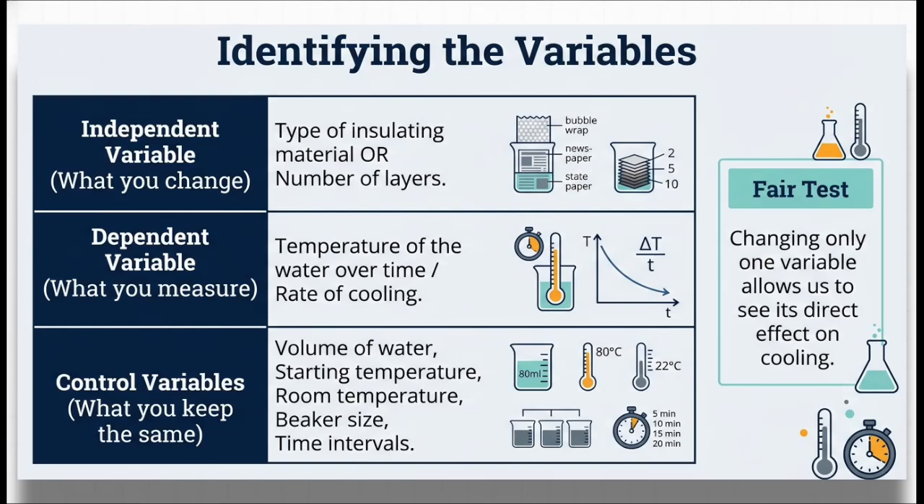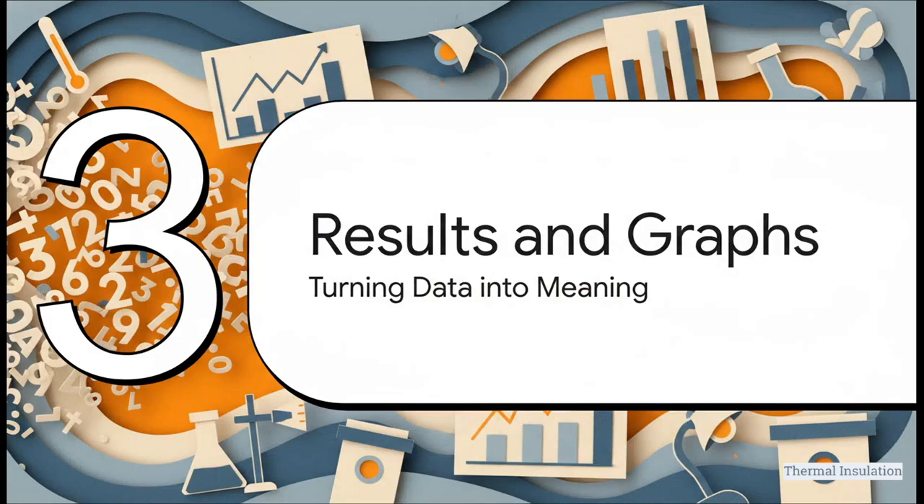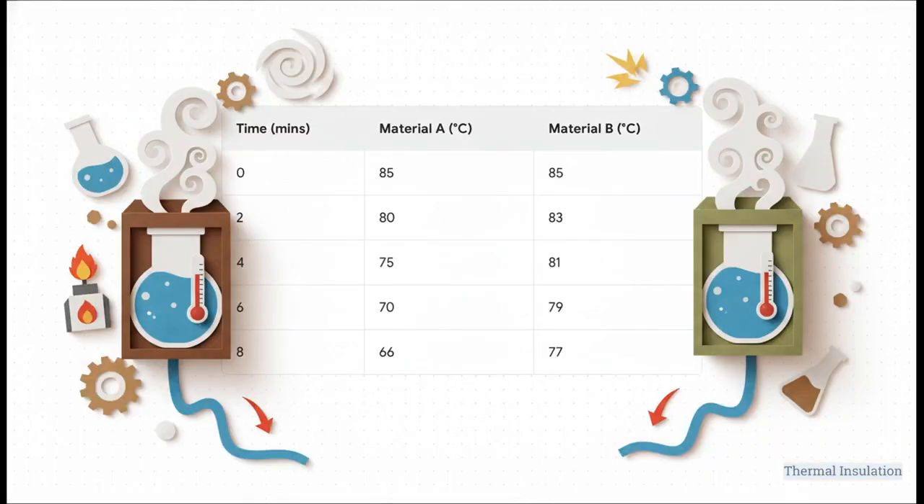If you mess those up, you won't know if it was the material making the difference or something else. Right, so you've done the experiment, and now you've just got a page full of numbers. What on earth do you do with them? Well, this is the fun part, where we turn that raw data into something that actually tells us which insulator is the best. Your results table should look a little something like this.